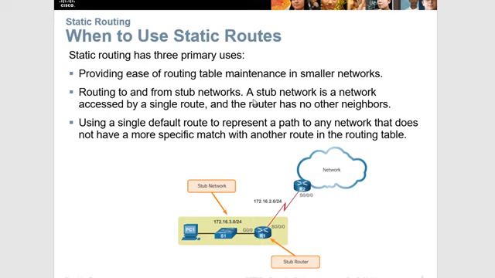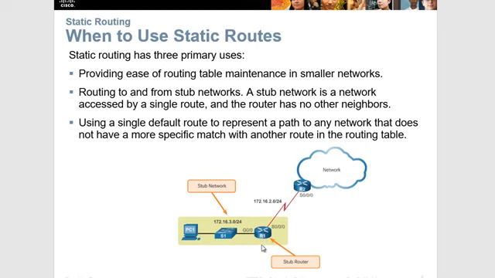Routing to and from a stub network. This is a stub network. So you can see a stub network is a network accessed by a single route, this connection from R2 to R1. And the router has no neighbors. You don't have a bunch of other networks out here. You just have one network behind your router. It could actually be a couple connected to the same device, but there's only one way off of that general network.